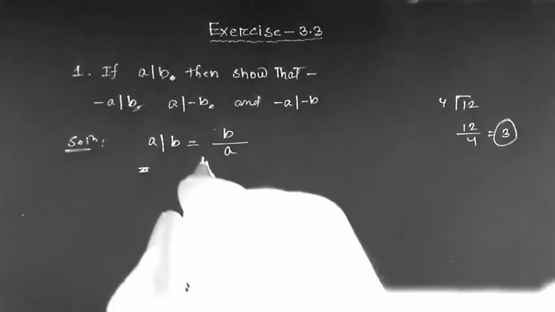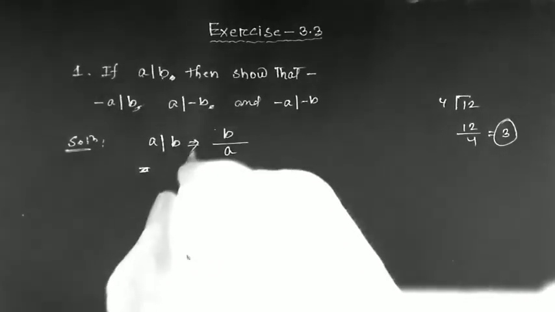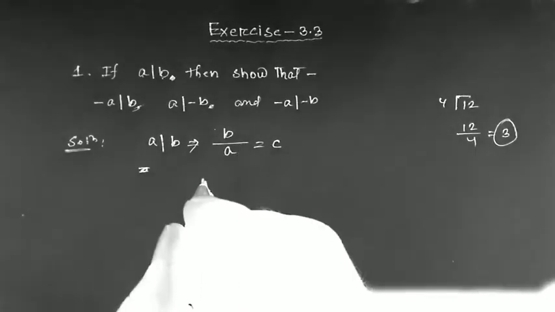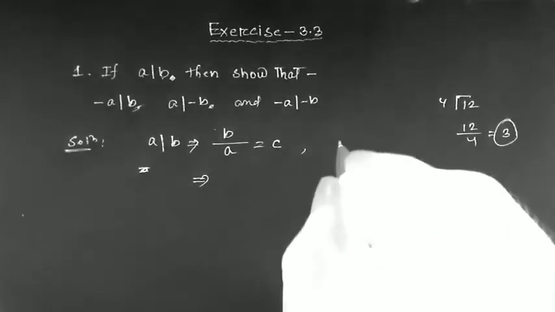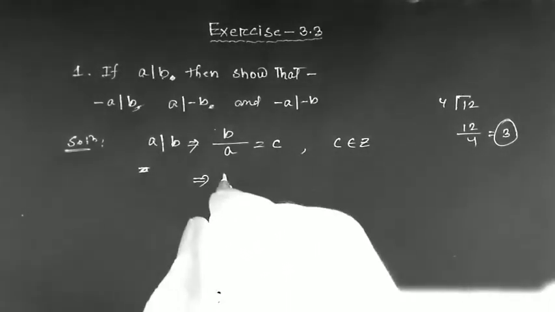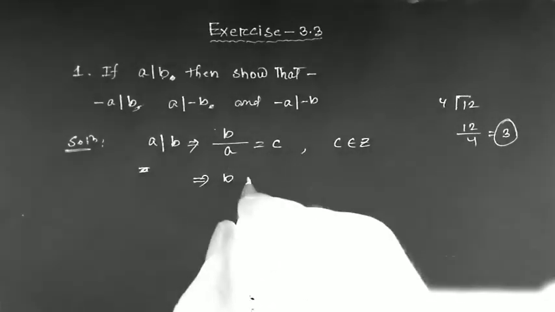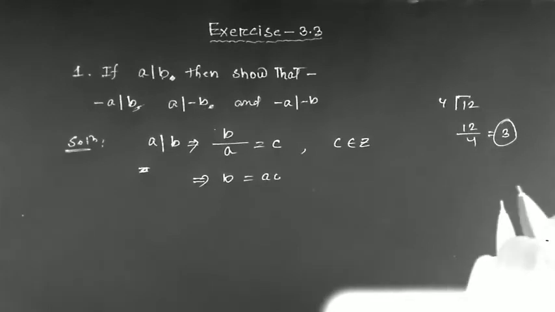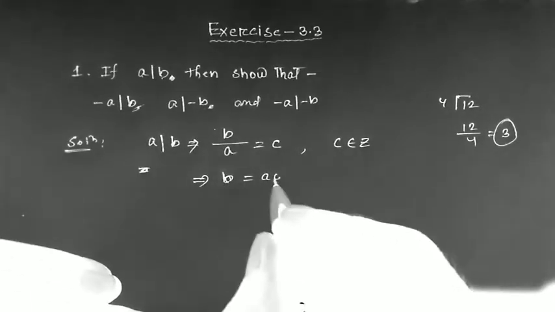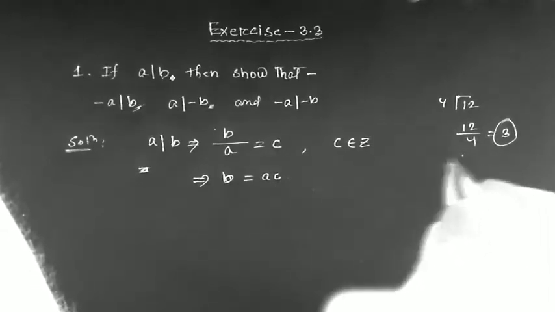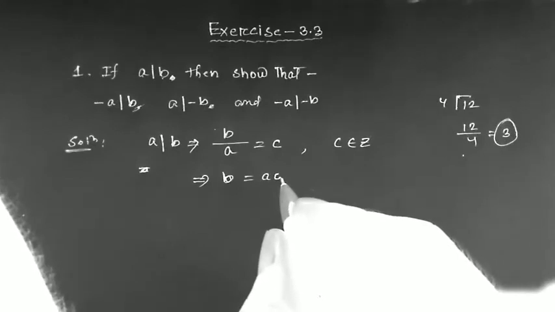So we can write here b by a is, suppose we get c, some integer, you have to write c belongs to Z, that means c is some integer. So b is equal to, if we cross multiply, a into c. So b is equal to a into c. So c is any integer, so we can consider any value of c.